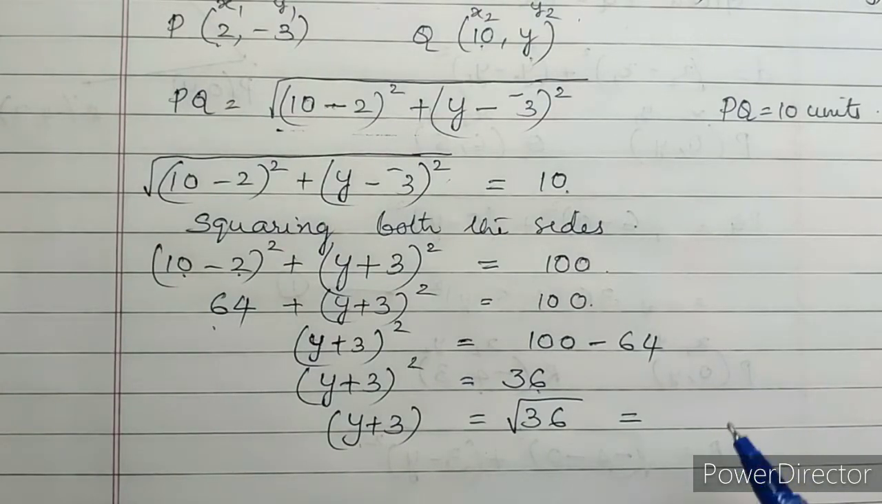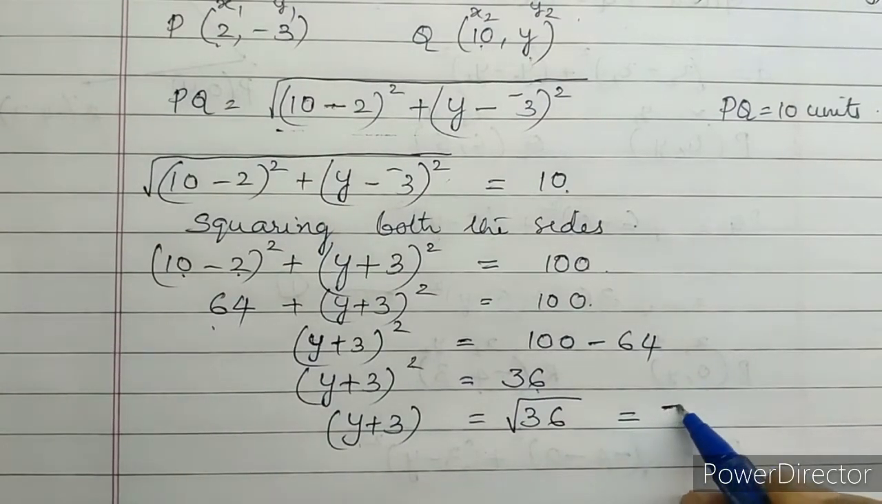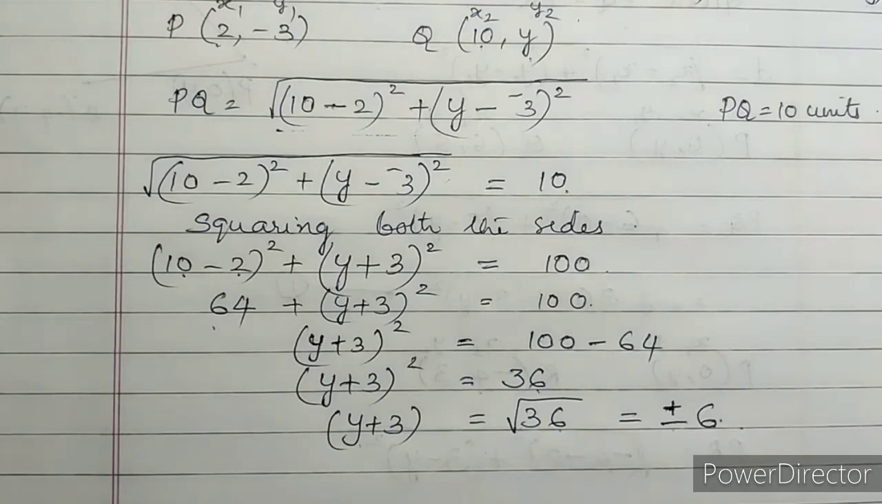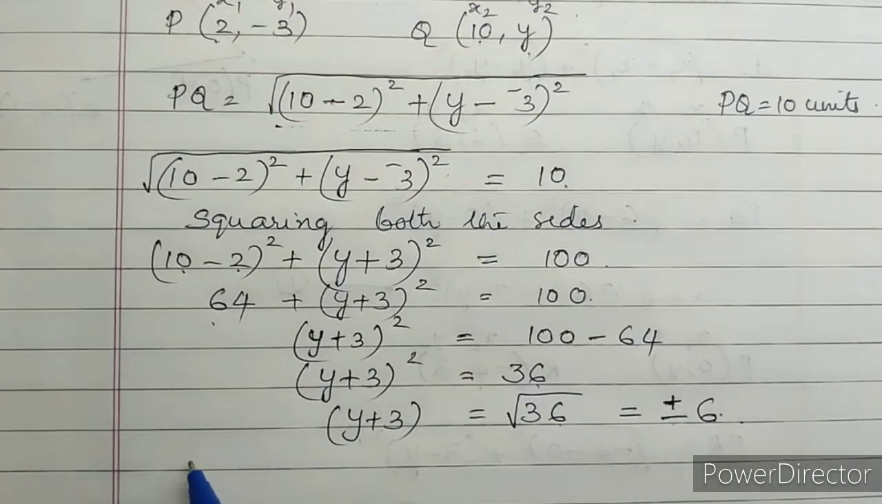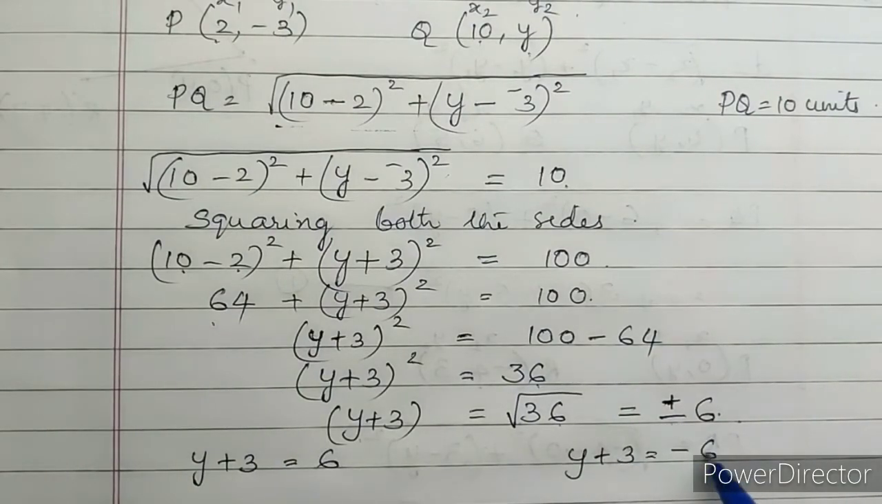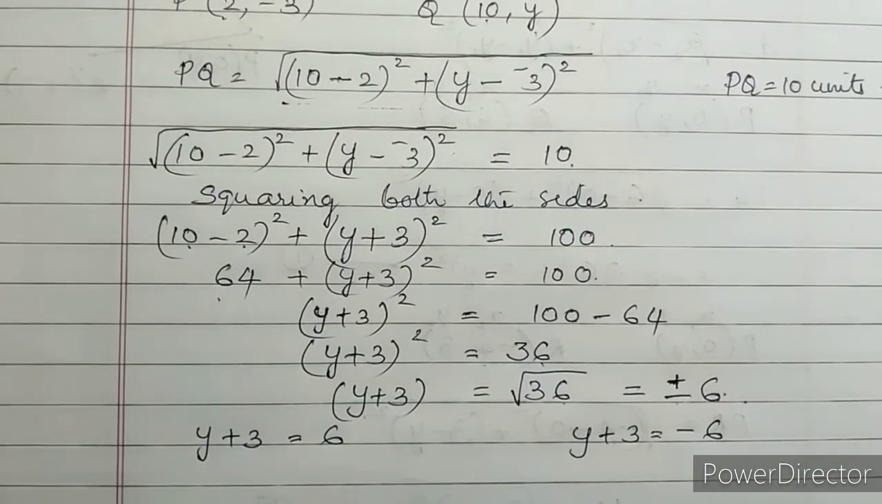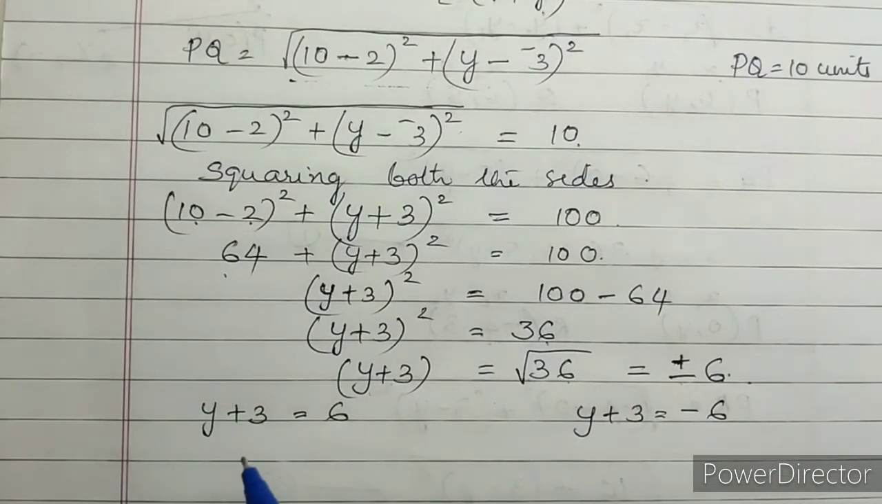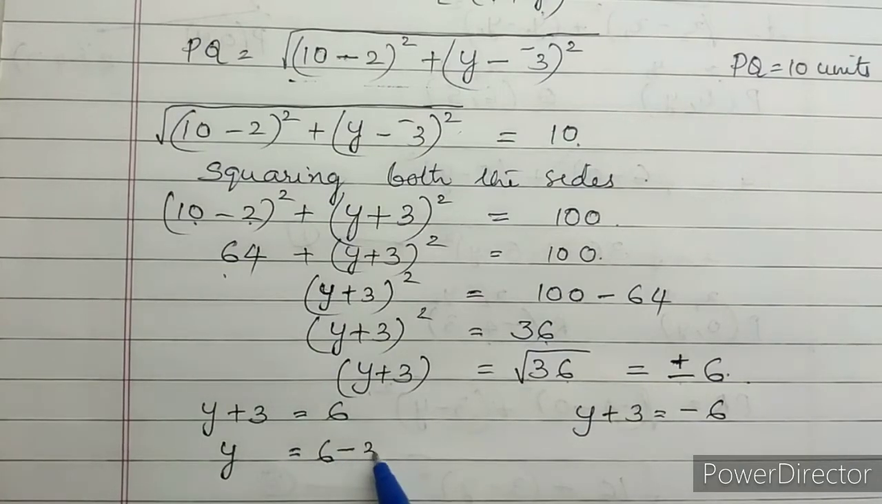Don't write 6 alone here, you have to write plus or minus 6, because plus 6 also 36 only, minus 6 into minus 6 also it's 36 only. So y plus, conditions you have to take then. Y plus 3 is equal to plus 6 or y plus 3 is equal to minus 6. Both the conditions you have to take. Now what is y? Y is equal to 6 minus 3, which is equal to 3 itself.